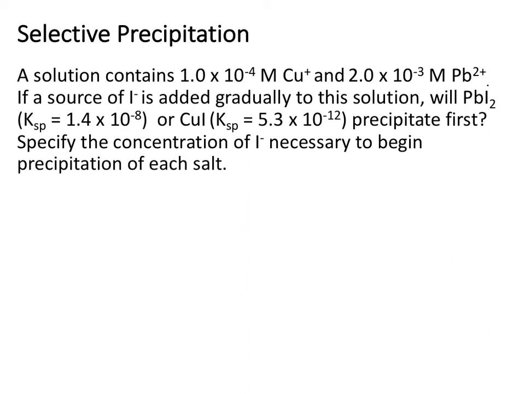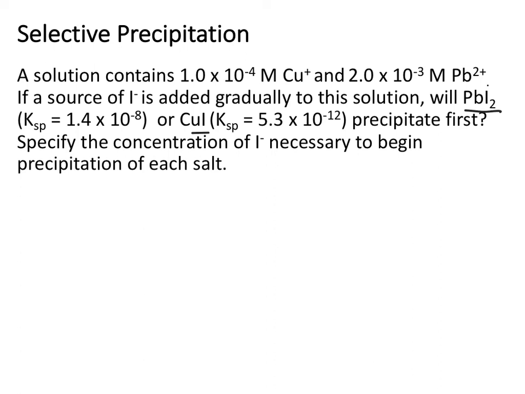So there's a solution that contains copper 1+ ion and lead 2+ ion. What we're going to do is slowly add iodide ion to this solution. We're either going to get a precipitate of lead 2 iodide or copper 1 iodide first. So we're trying to figure out which one is going to give us a precipitate first. We also want to figure out the concentration of the I- necessary to begin the precipitation of each of these salts. So how are we going to do this?